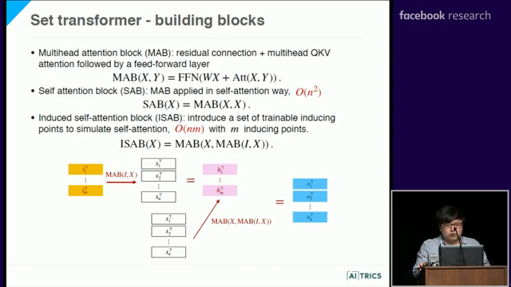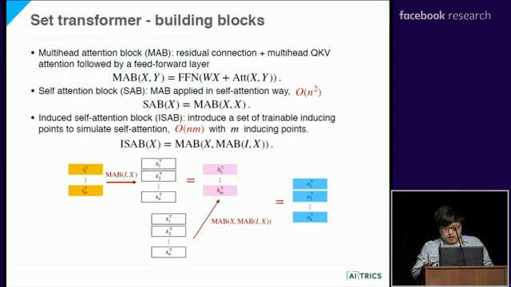So we propose a more efficient version of the SAB. That is the induced self-attention block, ISAB. It has a set of trainable inducing points to simulate self-attention. The complexity of this ISAB is O of n m with m inducing points.